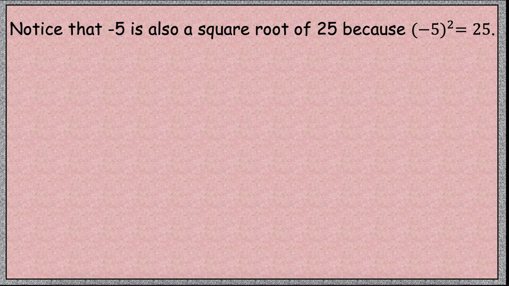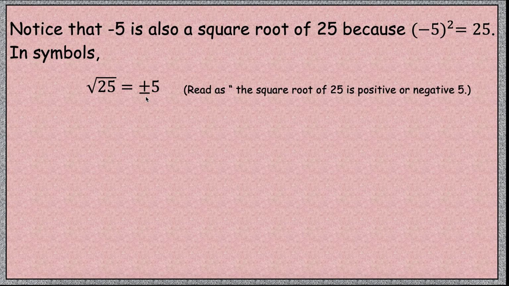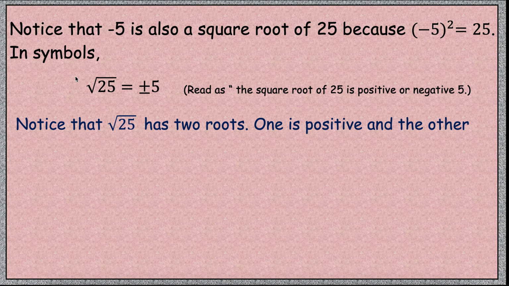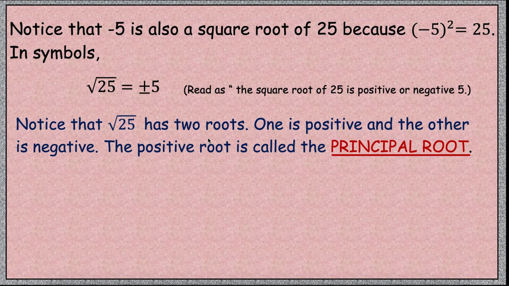Notice that negative 5 is also a square root of 25 because negative 5 squared is 25. In symbols, the square root of 25 is positive or negative 5. Notice that the square root of 25 has two roots. One is positive and the other is negative. The positive root is called the principal root.